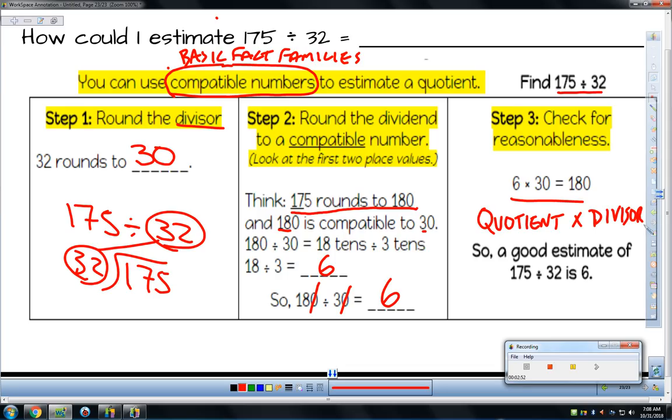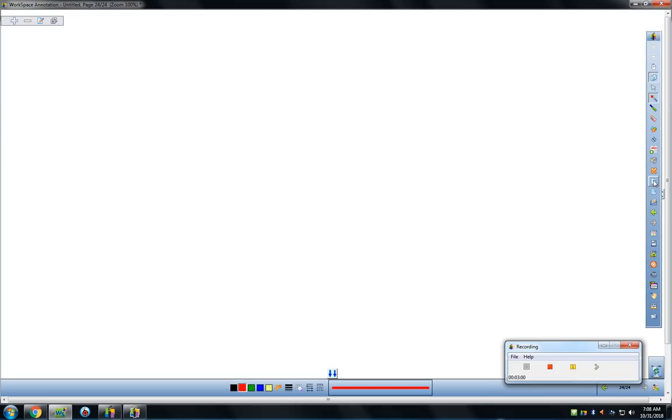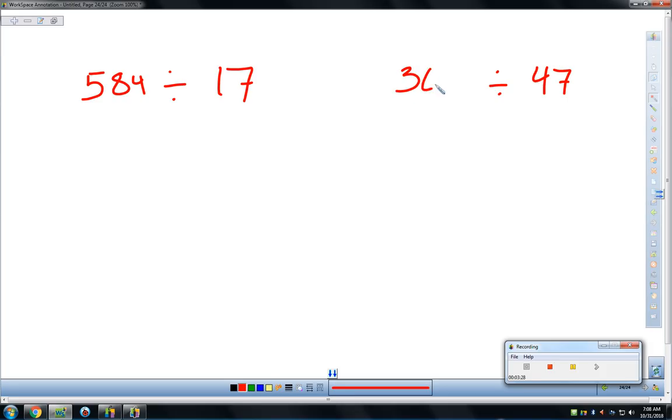We're going to look at a couple of problems first that are not in our notes, and then we're going to try the couple that are in our notes. So hold on while I make up some problems for you. Let's do 584 divided by 17, and let's do 1,736 divided by 47.